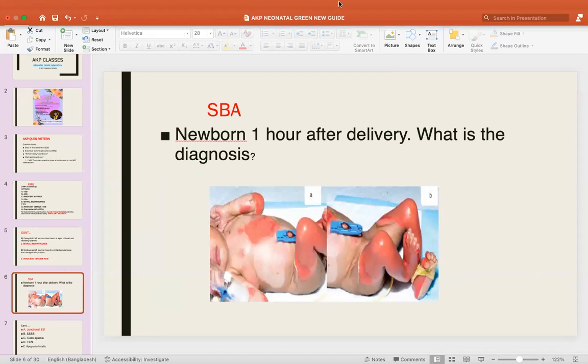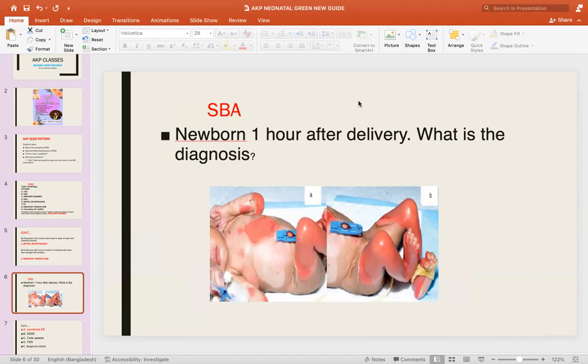All of these questions I discussed today are from the neonatal guideline. So if you read the neonatal guideline, you will answer all of these questions. Now this is a very common exam scenario. Newborn, 1 hour after delivery. What is the diagnosis? Who can tell me? The baby is breastfeeding.